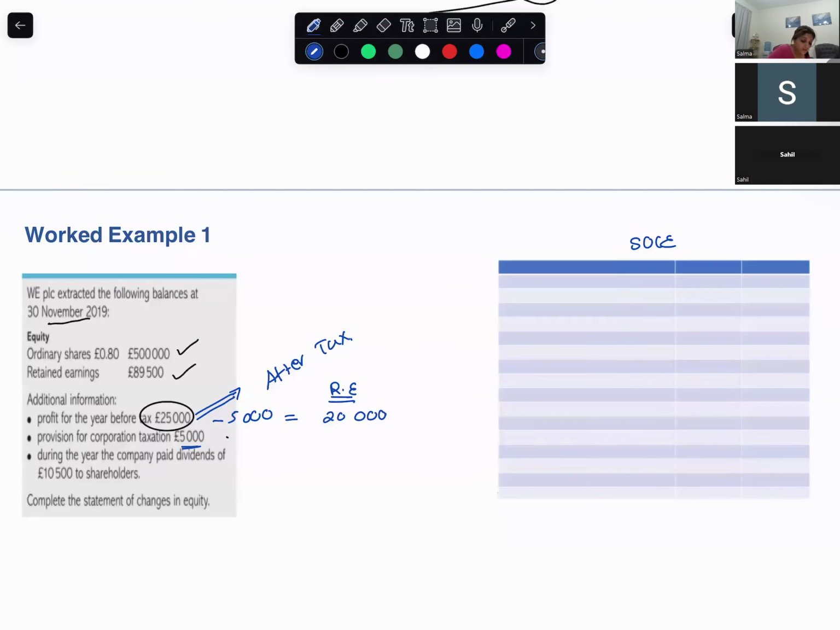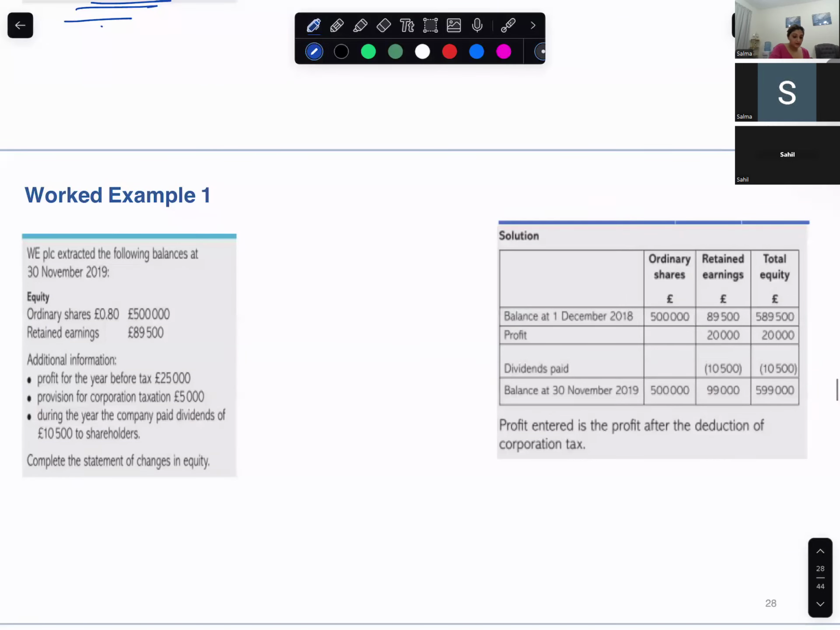Dividend will be paid from retained earnings. During the year, they pay dividends of 10,500. So they want you to make the statement of changes in equity. Come on, try it. I'll wait for you. Okay. So this is how your statement of changes in equity will look like.